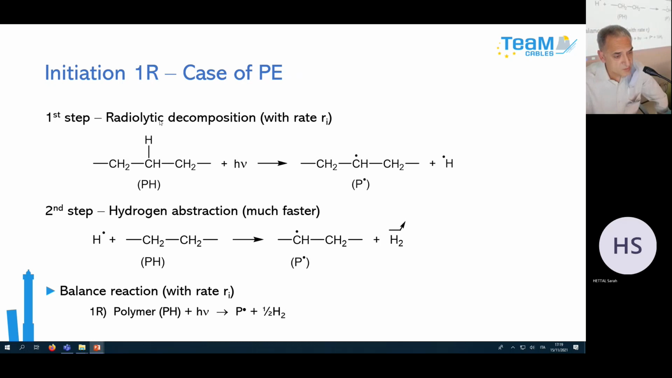Since this second step is very fast, in kinetics it is licit to sum up these two reactions in order to write a balanced reaction in which the radiolysis of the polymer generates radicals and hydrogen. Of course, the rate of this balanced reaction corresponds to the rate of the initial step, because it is the limiting step of the balanced reaction.